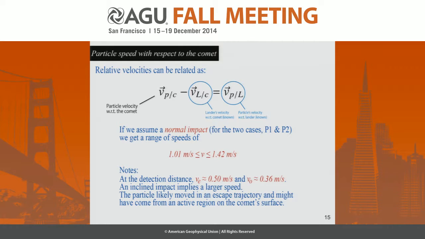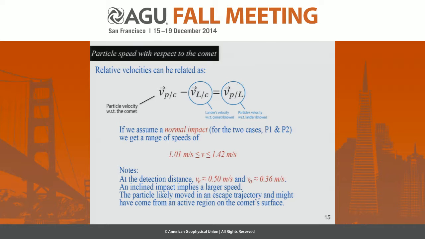What we need to find the speed of the particle with respect to the comet is simply to do some relativity. We have the speed of the particle with respect to the lander, and the speed of the lander with respect to the comet. Then we can directly obtain the speed of the particle with respect to the comet. If we assume these two values, then we obtain a range between 1 and 1.42 meters per second. Of course, if the impact is inclined and not normal, as we are assuming, then we would have a larger speed.